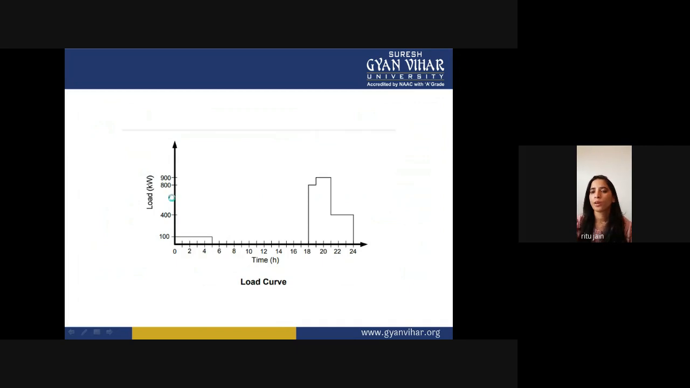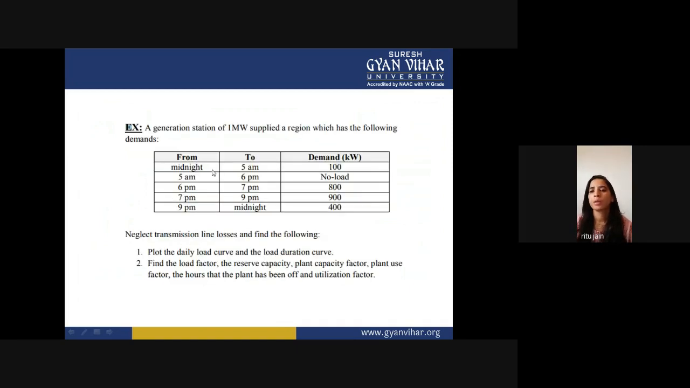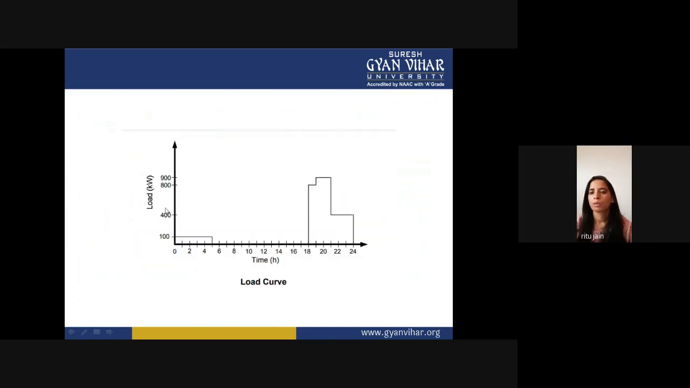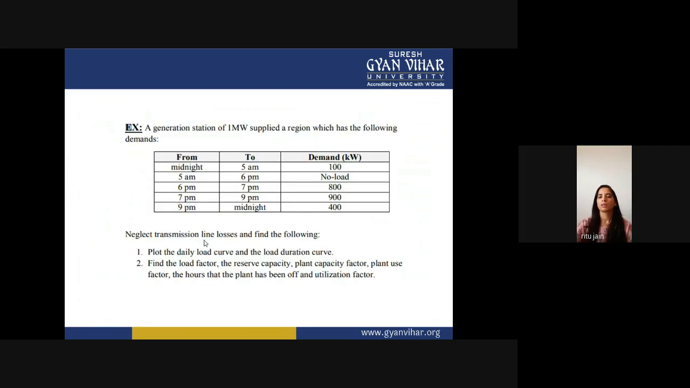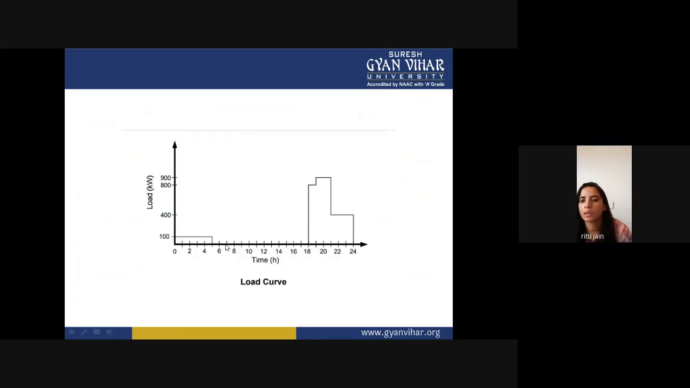So first is midnight to 5 a.m., you are using 100 kilowatt. After that, 5 a.m. to 6 p.m., there is no load. So you can see in this graph that 5 a.m. to 6 p.m., this is your 6 p.m. There is no load.